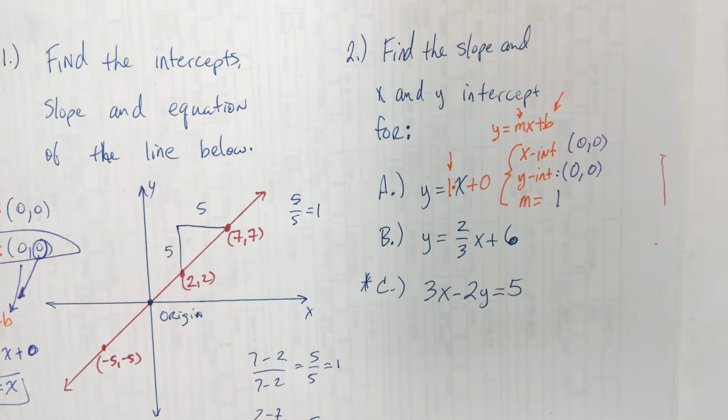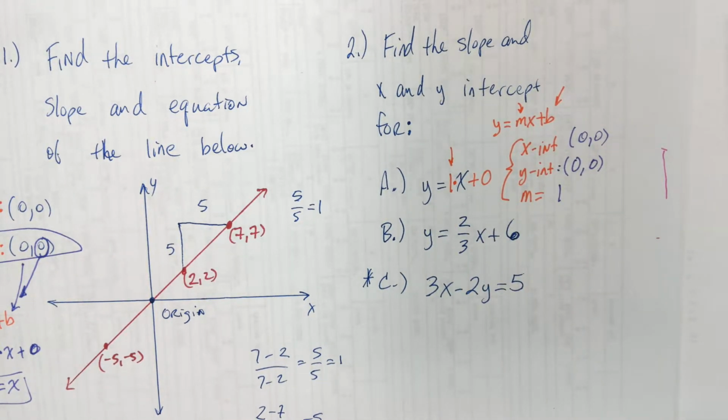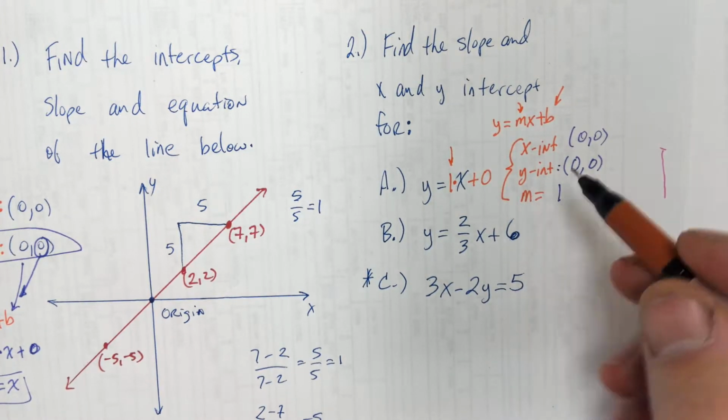Jackie? Okay. Any questions on part A before we move to part B? Okay. Part B is a little trickier. The x-intercept is the tricky part. The slope is easy, and the y-intercept is easy.